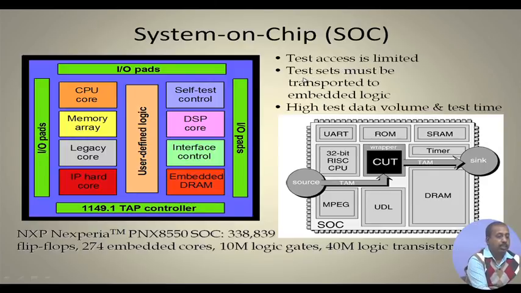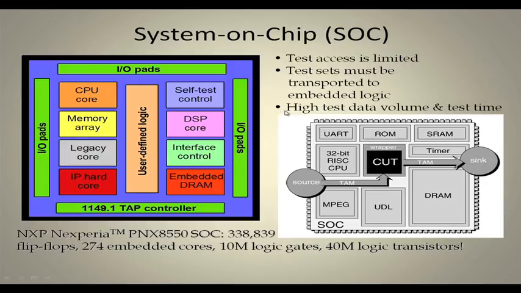What is required is that test sets must be transported to the embedded logic. As we are discussing in this example, the test pattern must be transported from the source, which may be an ATE, maybe a BIST, whatever it is, through this TAM to the core under test, and the responses to the sink.